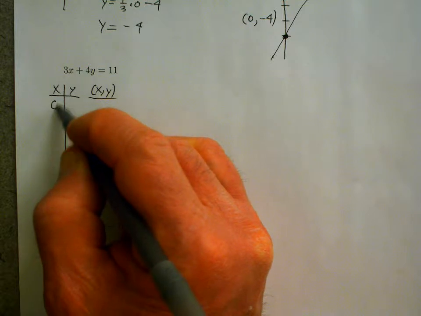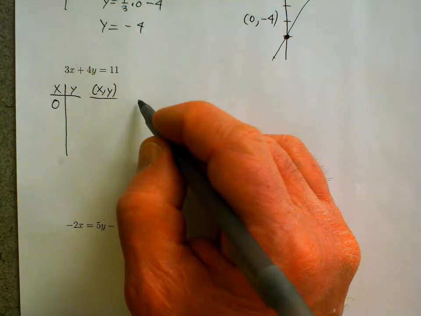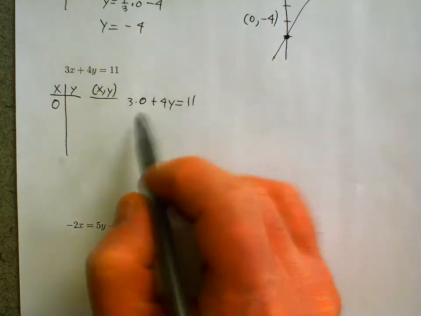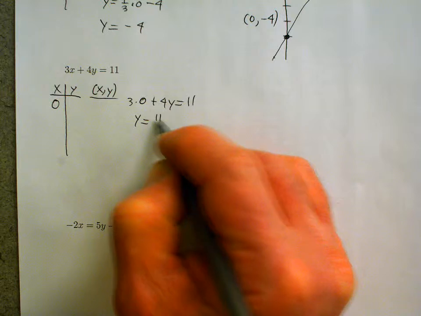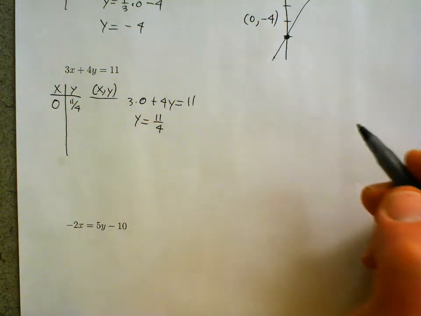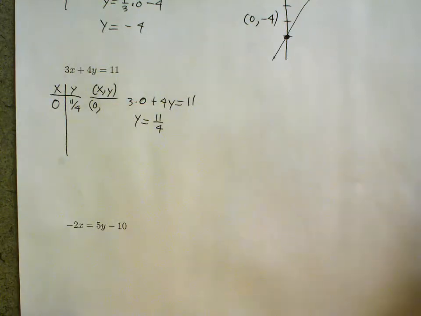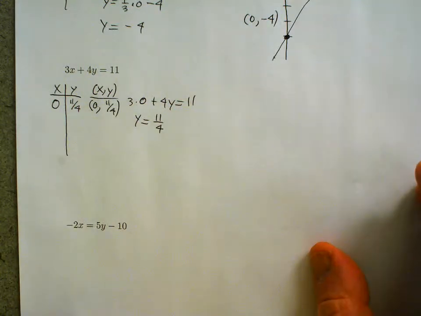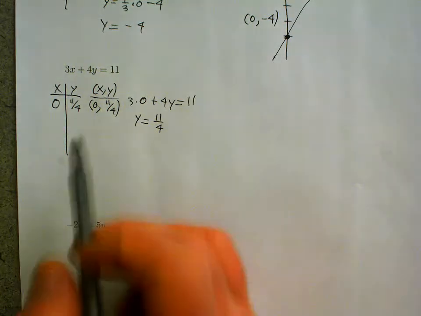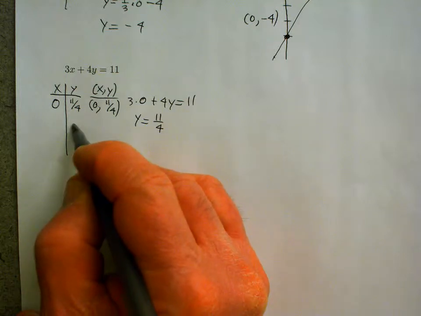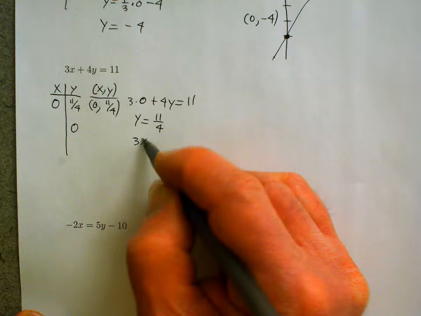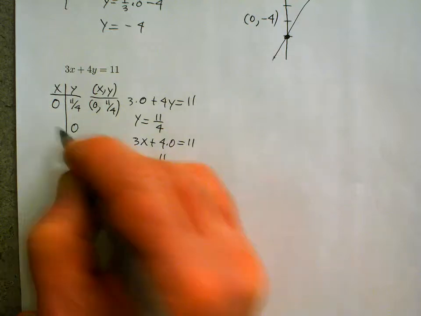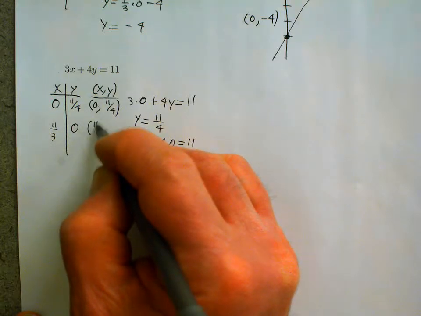So if we pick x to be 0, then 3 times 0 plus 4y equals 11, which is 4y equals 11, so y equals 11/4. So that's a number that's 2 3/4, 2.75. So we can try to plot that. Then find the x-intercept by picking y to be 0. So when y is 0, 3x plus 4 times 0 equals 11. So x equals 11 thirds. So the ordered pair 11 thirds, 0.